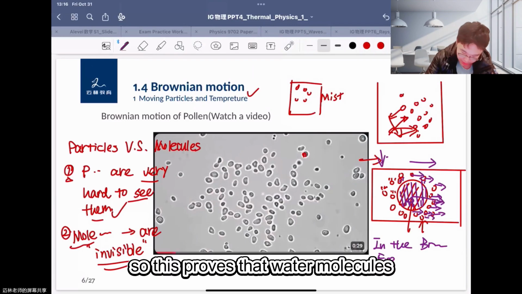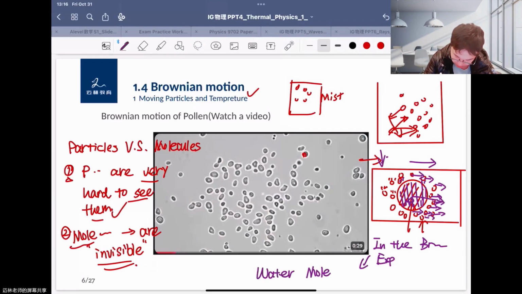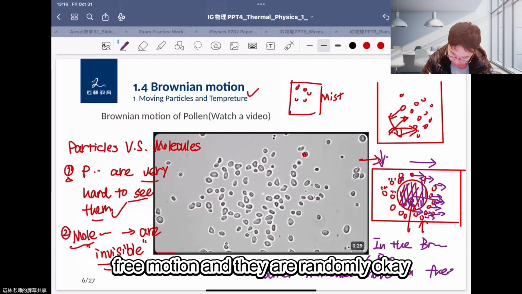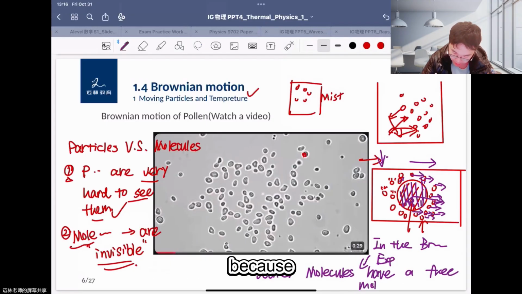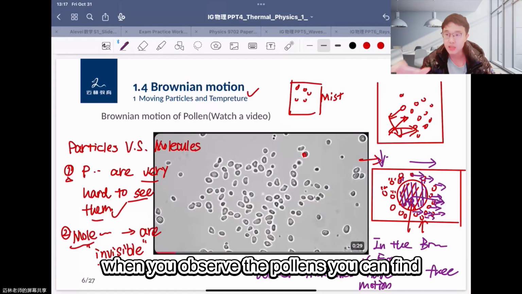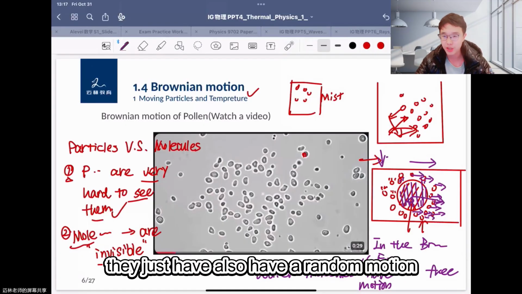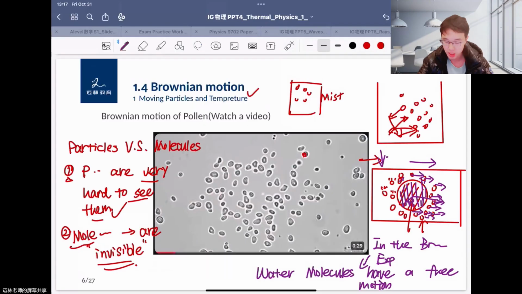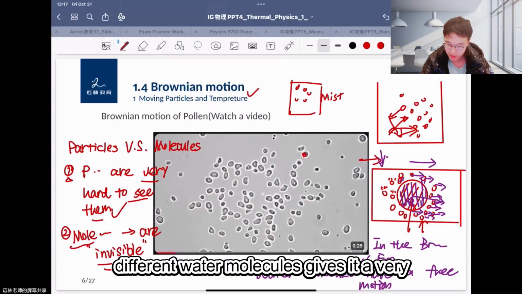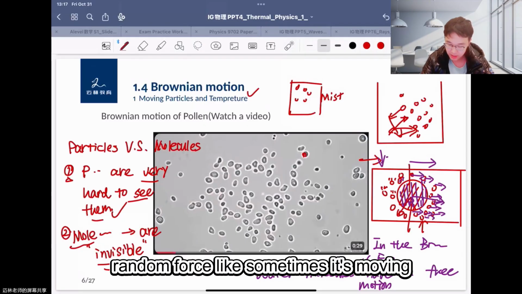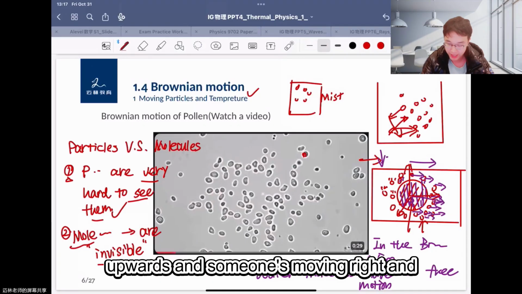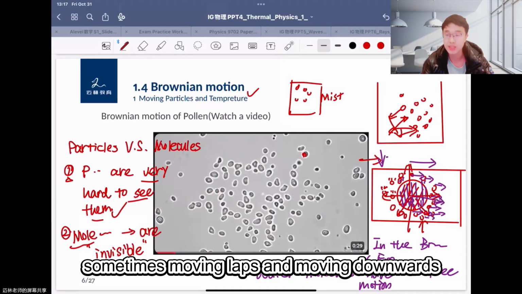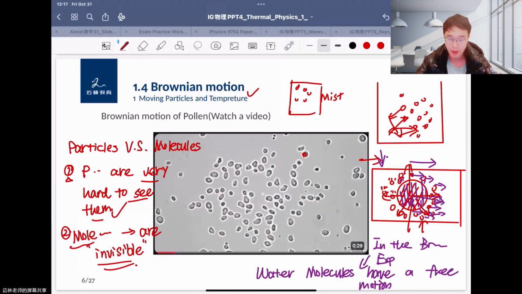Okay, so this proves that water molecules have a free motion and they are random. Because when you observe the pollen, you can find they also have a random motion. That's because different water molecules give it a very random force. Sometimes it's moving upwards, sometimes moving right, sometimes moving left, and moving downwards, like this way. Okay, so this is Brownian motion.